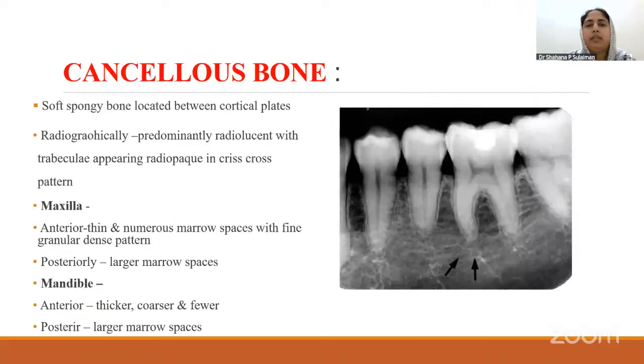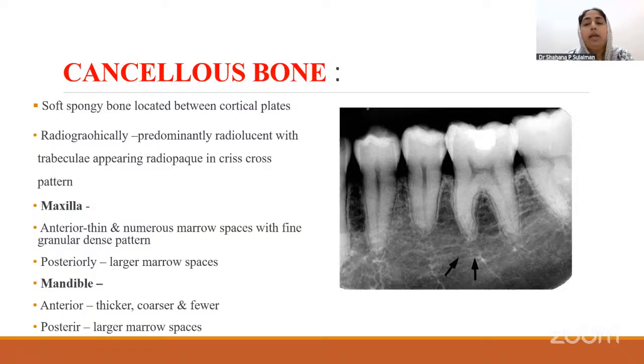Now the last supporting structure will be cancellous bone. You know cancellous bone is that part of the bone which is enclosed within the cortical plate. The outer cortical plate is very thick and dense, but the inside cancellous bone is thin with large marrow spaces. Here you can appreciate the honeycomb pattern of the cancellous bone. It is a soft spongy bone located between the cortical plates, and it appears more radiopaque with a crisscross pattern.